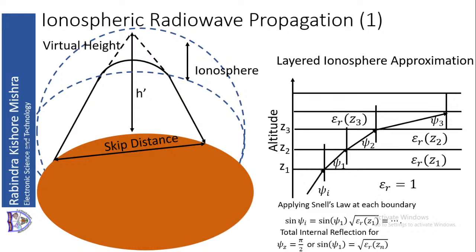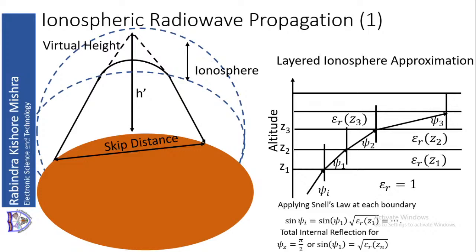So using Snell's law at the boundary of each layer, you can see that sin psi i is equal to sin psi 1 root over epsilon r z1. That will be equal to sin psi 2 root over epsilon r z2, and so on for all the layers. Now total internal reflection will occur when psi is 90 degrees, or pi by 2. So this bending becomes pi by 2.